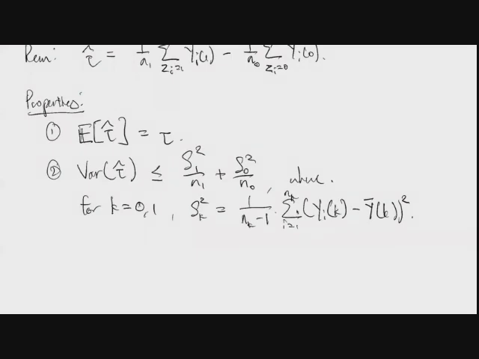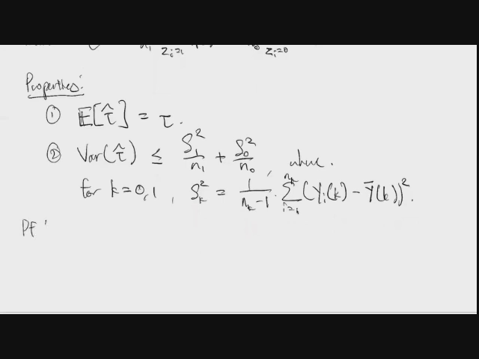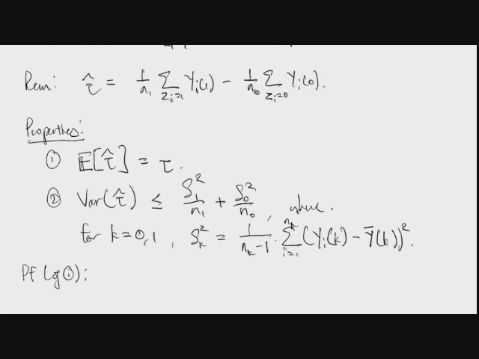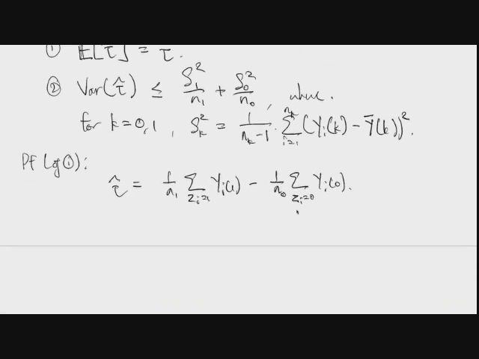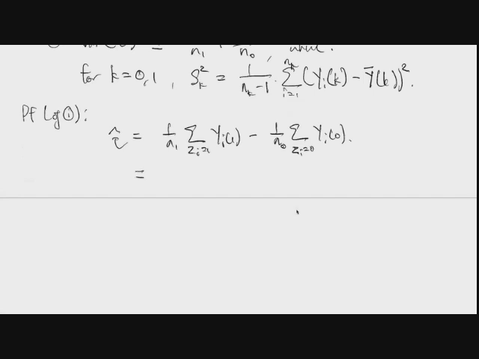Okay, let's go ahead and prove the first of these two properties. We start off with the definition of the Neyman estimator and write it this way. Let's change the way we write it slightly. The sum over all of the units in the treated group can also be written as a sum over all units of the treatment indicator times yi1. And likewise, we can write the second term as a sum over all units of the control indicator, which is the same as 1 minus the treatment indicator, times yi0.